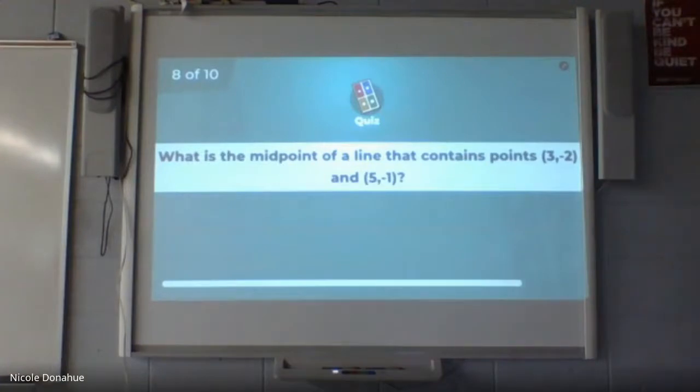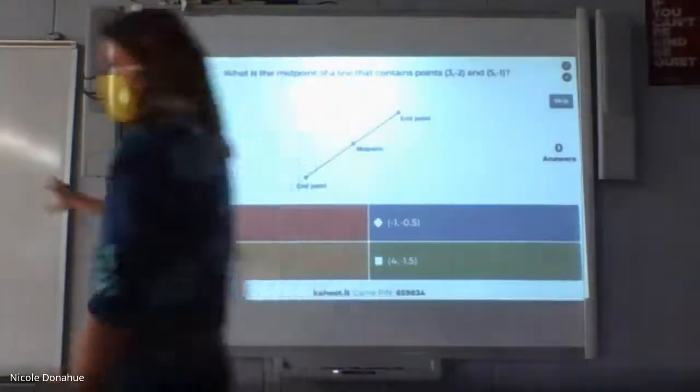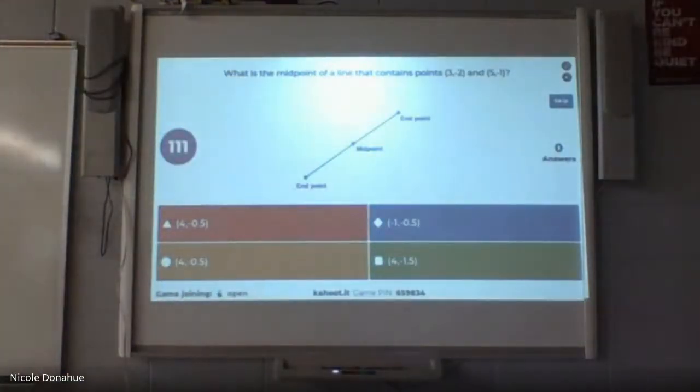Oh, so just asking for midpoint again. So again, midpoint. So change gears back to midpoint. It's up here if you forgot. Midpoint: add the x's, divide by 2.